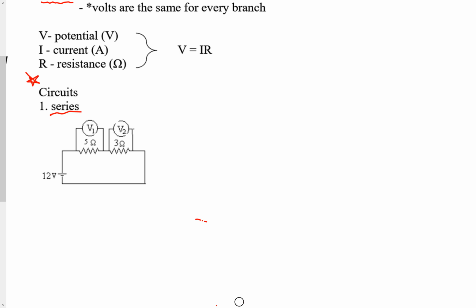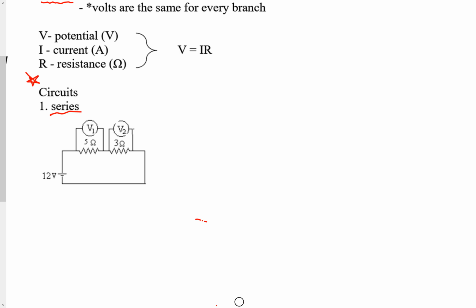Essentially, the first thing you should try and do when solving these problems is, I always tell people, find your R total first. So find the total resistance. Some books will say find your equivalent resistance. It doesn't matter. I just like saying total. Find your total resistance first.